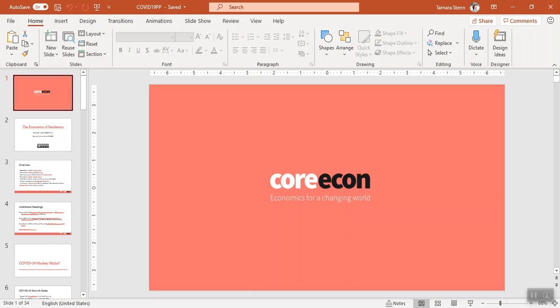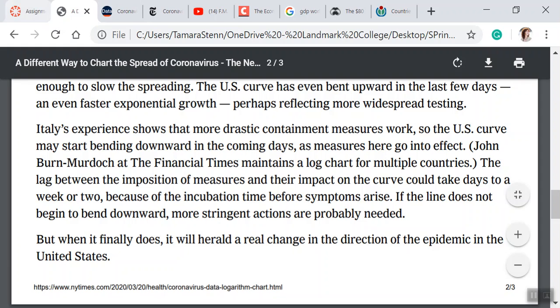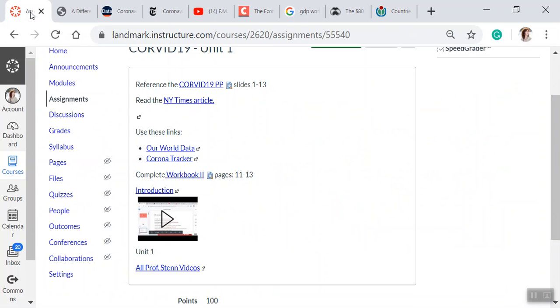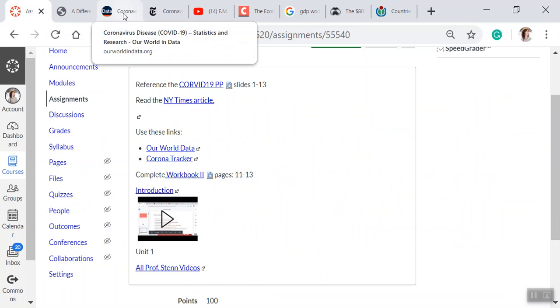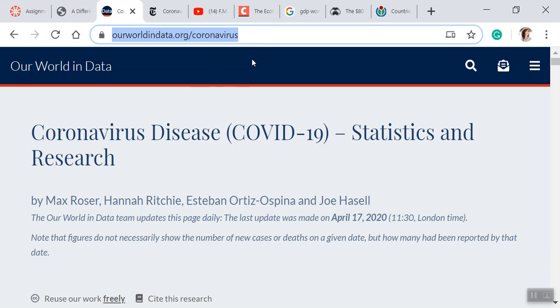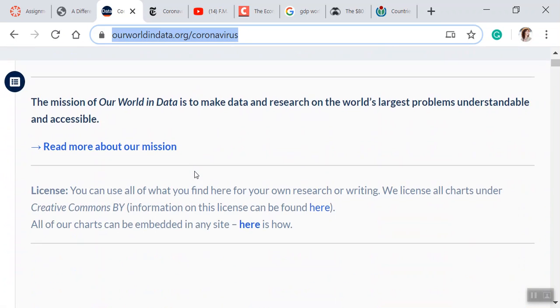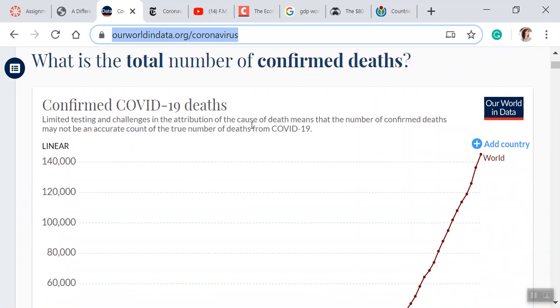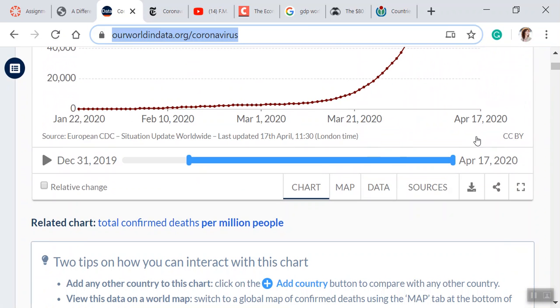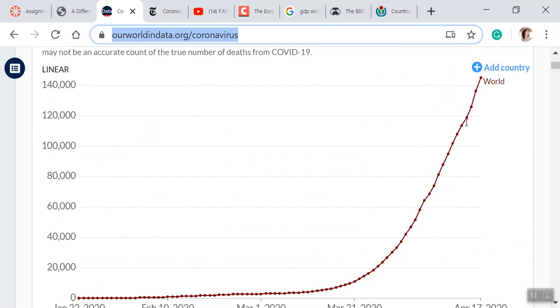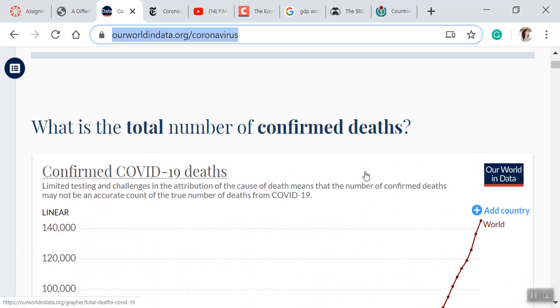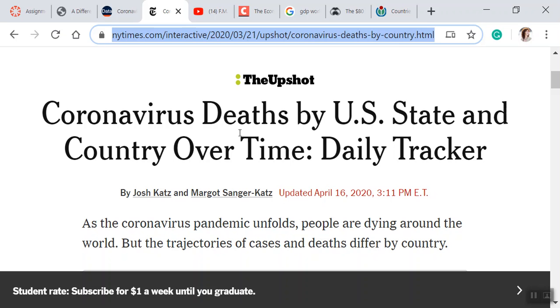I'm going to go back here to our canvas. Here it is. All right, we're going to be using two other links. We're using Our World in Data and we're using the Corona Tracker. The Corona Tracker has updated links to this information, and it's giving us the total number of deaths as of April 17th. So this is updated information. As you continue to look at this, it will continue to update. Today is April 17th, so that's why we're seeing the information up until that time.